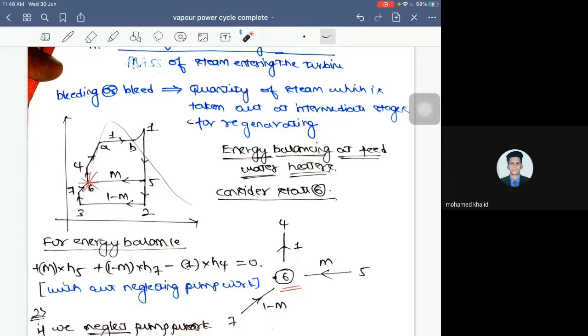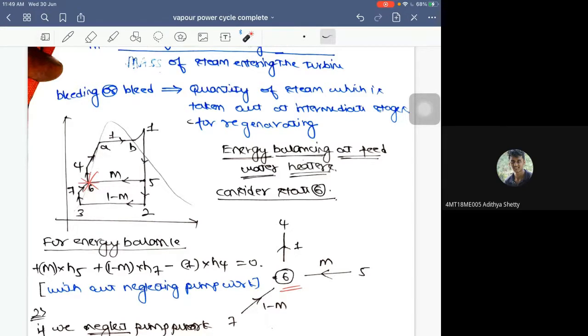Understood? Any doubts? No, sir. So from this flow diagram, what will you get? You can have an energy balance. How to make an energy balance? Very easy. Flow rate into enthalpy would be equal to 0. If it is approaching the state 6, it is positive. If it is going away from the state 6, it is negative. Simple.